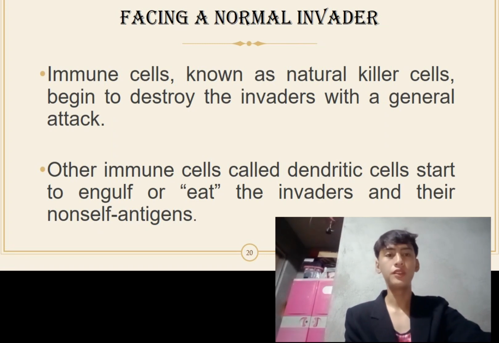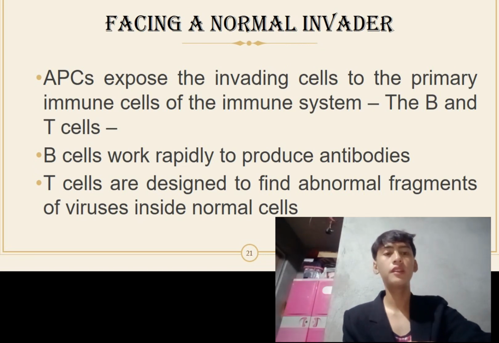Facing a normal invader, immune cells known as natural killer cells begin to destroy the invaders with a general attack. Other immune cells called dendritic cells start to engulf or eat the invaders and their non-self antigens. Facing a normal invader, APCs expose the invading cells to the primary immune cells of the immune system, the B and T cells. B cells work rapidly to produce antibodies, while T cells are designed to find abnormal fragments of viruses inside normal cells.